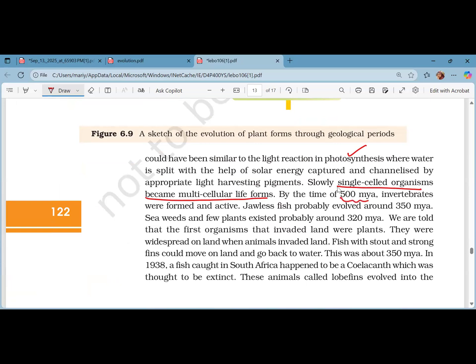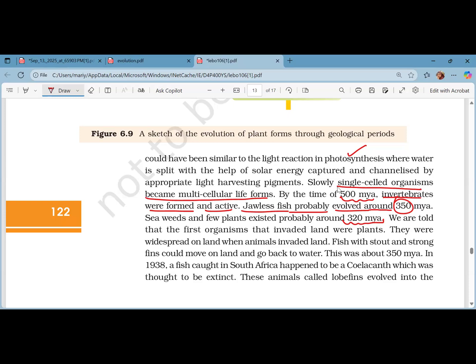By the time of 500 million years ago, the invertebrates were formed and they were active. Jawless fish probably arose around 350 million years ago. Then plant evolution also took place. Seaweeds and a few plants existed around 320 million years ago. We are told that the first organisms that came on the land were plants. And depending upon the plants, other organisms came.